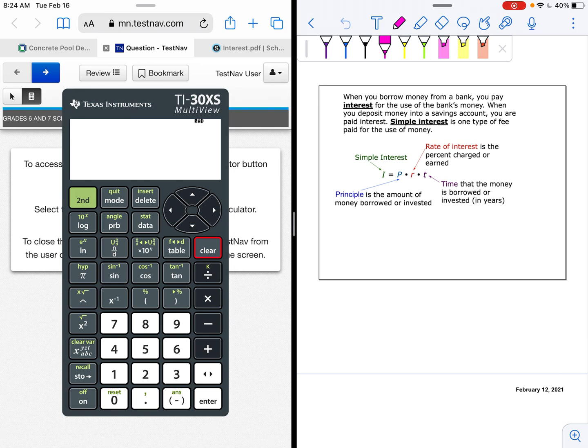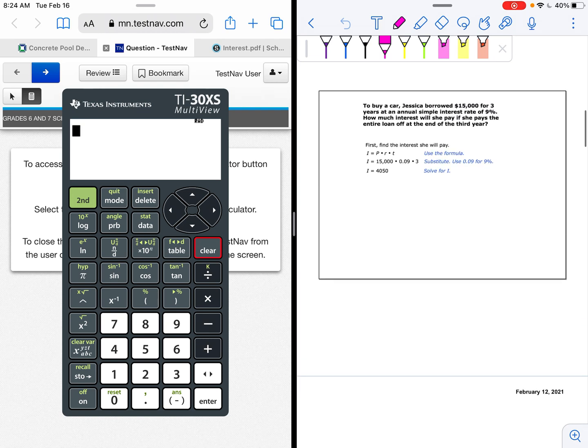Simple interest is one type of a fee paid for the use of money, and you will always be provided with this formula, but let's just take a look at what the formula means. It's I equals P times R times T. I is the interest. Principal is the amount of the money borrowed or invested, so that's the original amount. R is your rate of interest, or the percent that is charged. And T is the time that the money is borrowed or invested, and it is always in years. So make sure you take note of that.